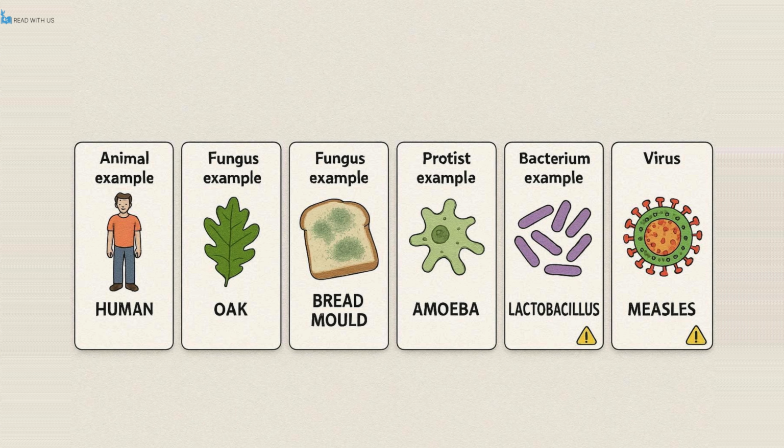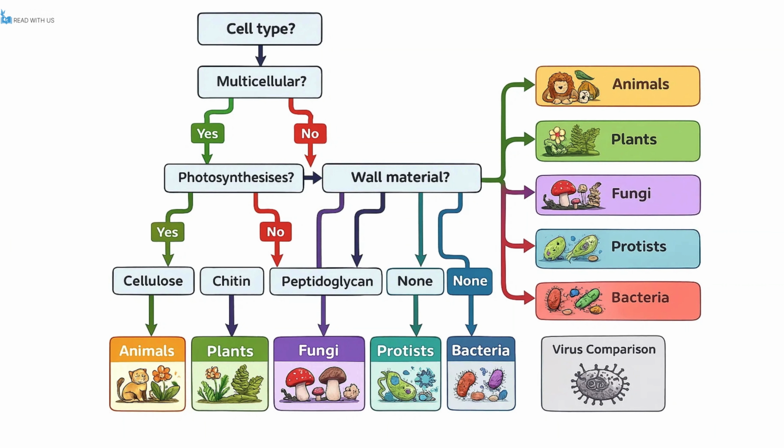You should also learn named examples and diseases for context, such as human, oak, bread mold, amoeba, lactobacillus, and viruses that cause influenza and measles. Finally, a simple decision flow that asks whether cells are prokaryotic or eukaryotic, whether the organism is multicellular, whether it photosynthesizes, and what its wall is made of, such as cellulose, chitin, or peptidoglycan, will send you to the correct kingdom fast.